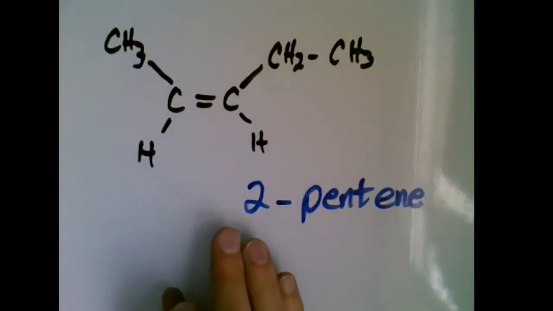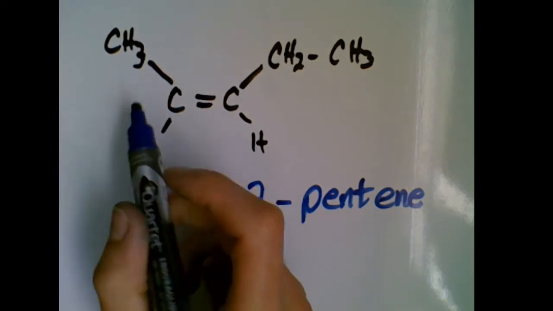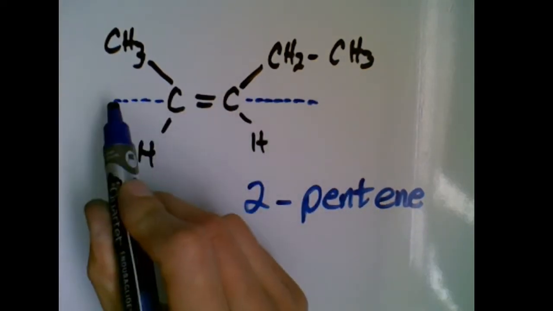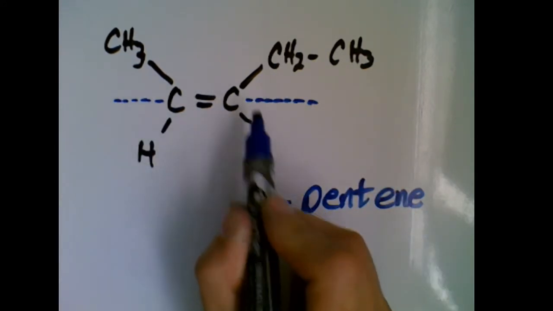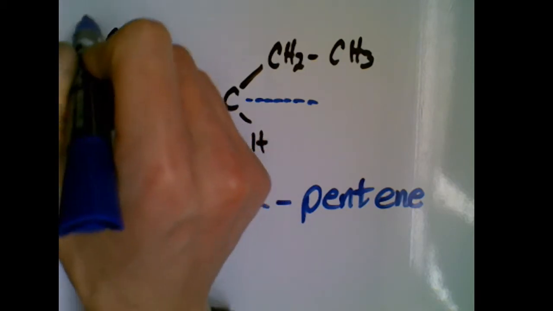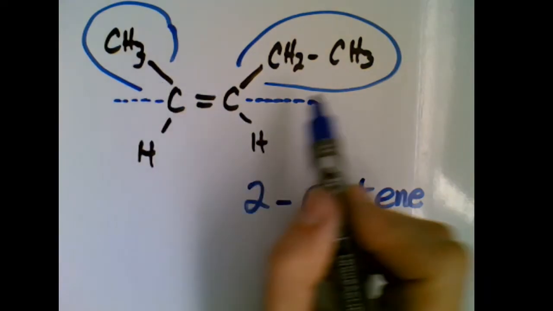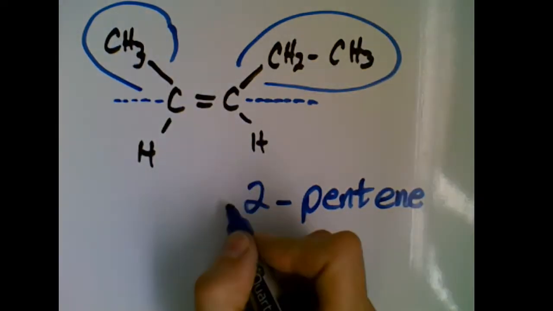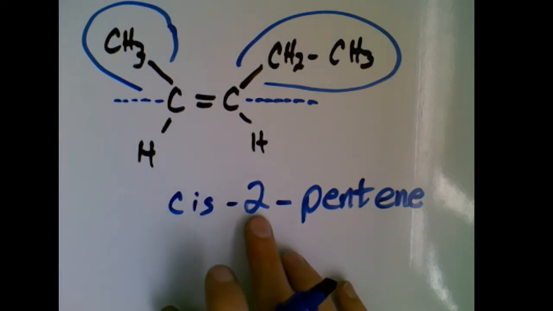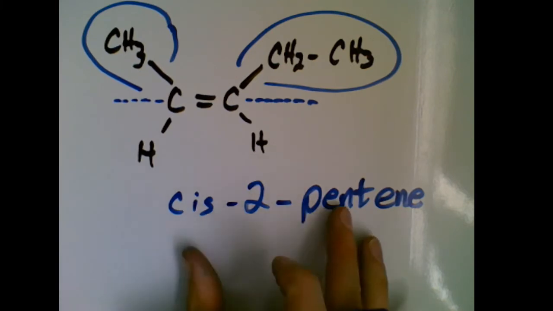Pentene has the double bond in the 2 position. But now we need to figure out, is this cis or is this trans? So one of the ways that I like to do this is to draw a line through my double bond in the same direction as the double bond. And then take a look: my carbon chain is up here and is up here. They're both on the same side, cis. This molecule is cis 2-pentene. Okay, so that's a fairly simple example.